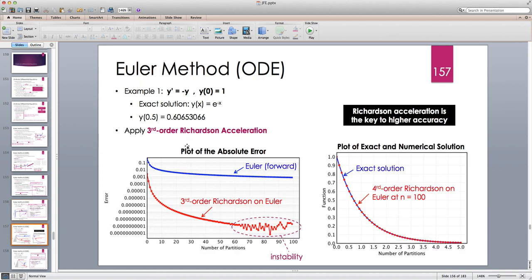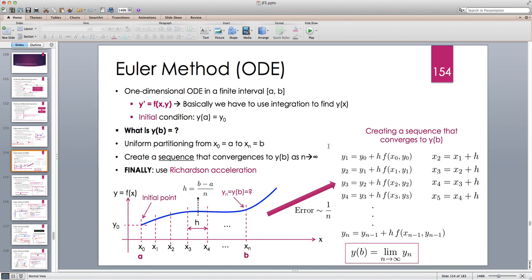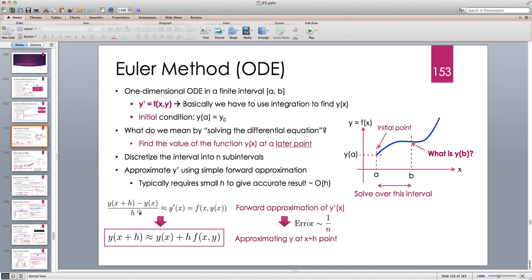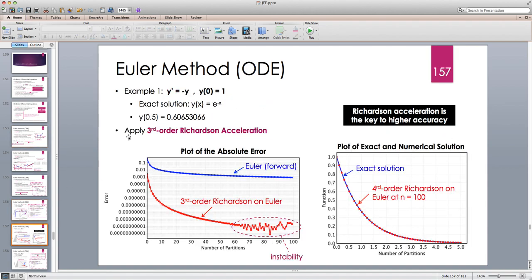So I just calculate the error and plot it on a log scale to see very small numbers. And as I put it here, Richardson acceleration is the key to higher accuracy. Why Richardson? Because we already know that all these numerical integrations, or basically this approximation of the y prime, have an error that behaves as h to some power, or 1 over n to some power. That's why it's suitable for Richardson acceleration.